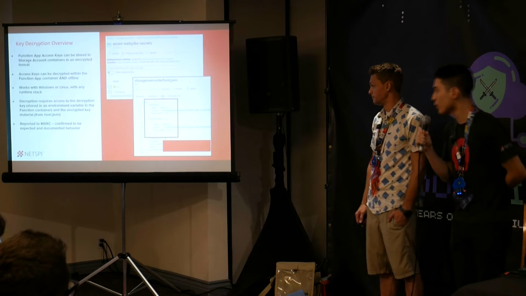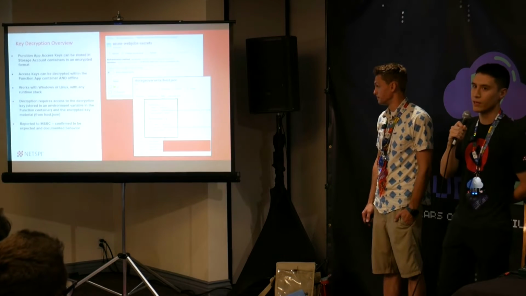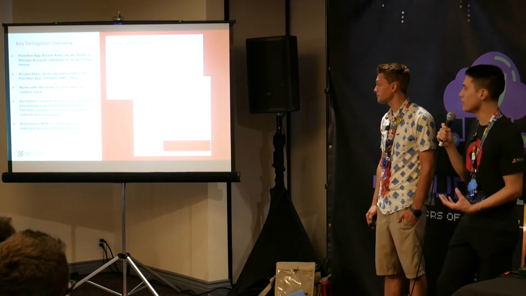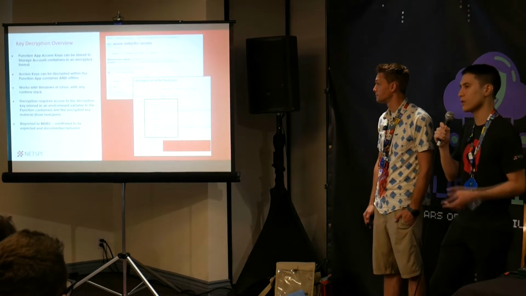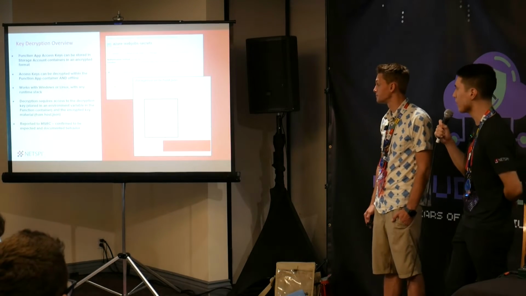So bottom line, you need some sort of command execution to get at that environment variable in the container. We did report this to MSRC, and it was confirmed to be expected and documented behavior. So really what we're going to be talking about here is if an attacker is in this position where they have the read and write access to the corresponding storage account, what can they do and how can they affect that function app?